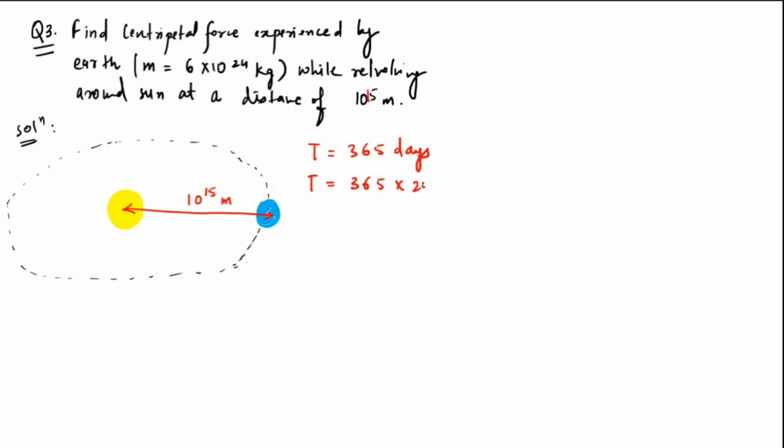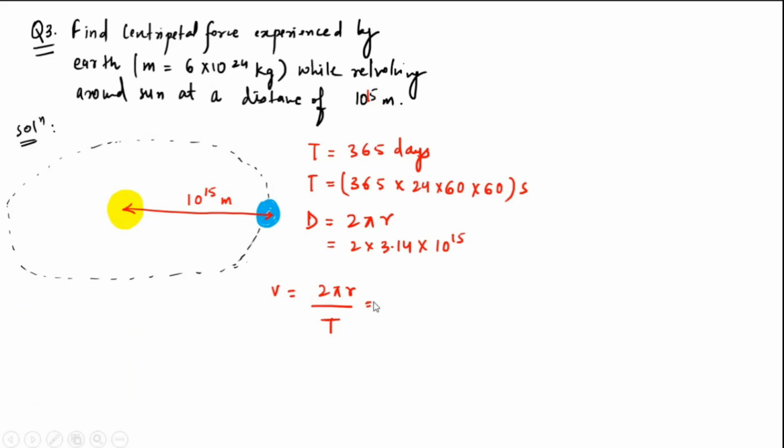So one day has 24 hours, 1 hour has 60 minutes, 1 minute has 60 seconds. Now this will give me the time in seconds. And what about the distance? Distance is going to be 2 pi r because I'm assuming that the orbit is circular. So 2 into 3.14 into radius, that is 10 to the power 15 meters. Now you can find out the velocity, 2 pi r by t. Find it out and tell me what is the velocity of Earth. I'll be back in a minute.